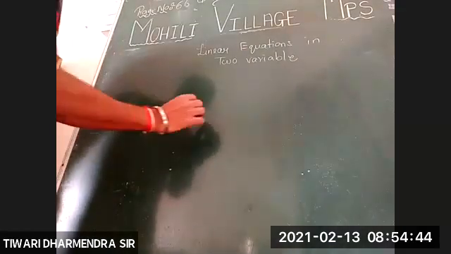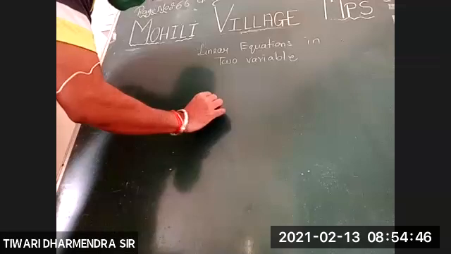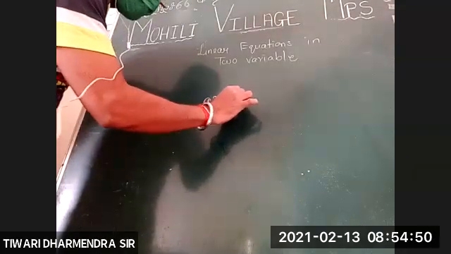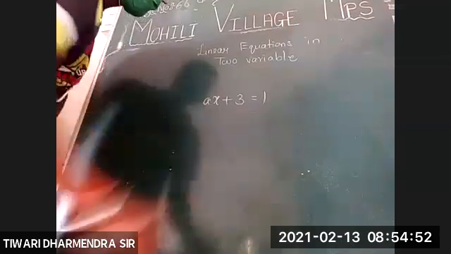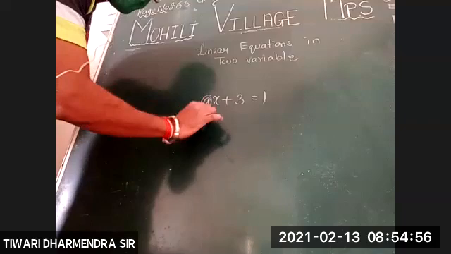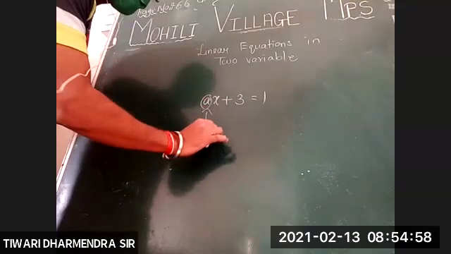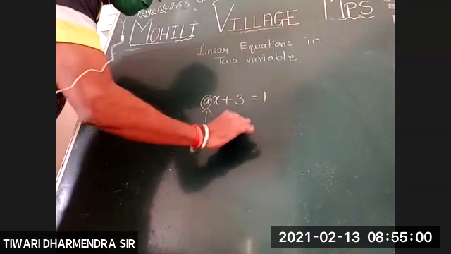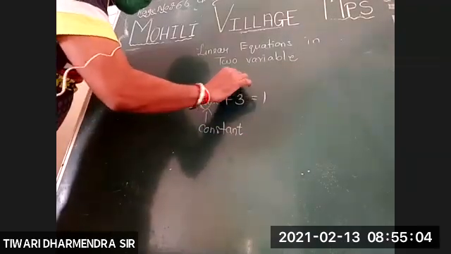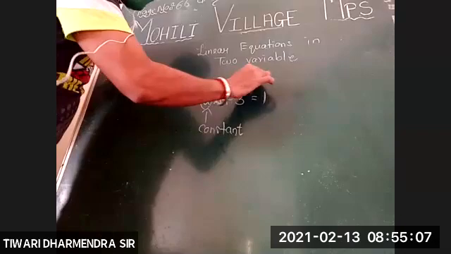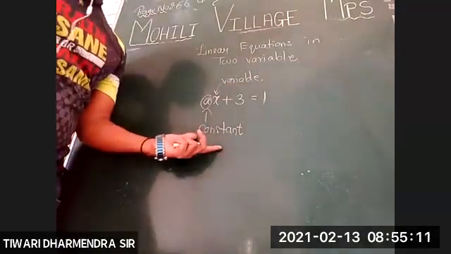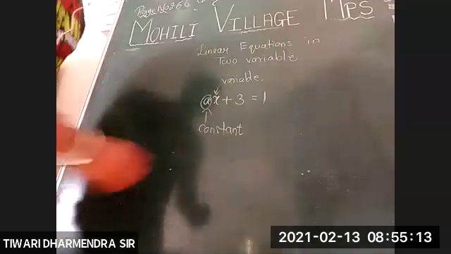Linear equation means if we are having any variable, here a will be acting as a constant and x is acting as a variable. Now, what is the difference between constant and variable? Constant is a value which remains fixed throughout. It is a fixed value.